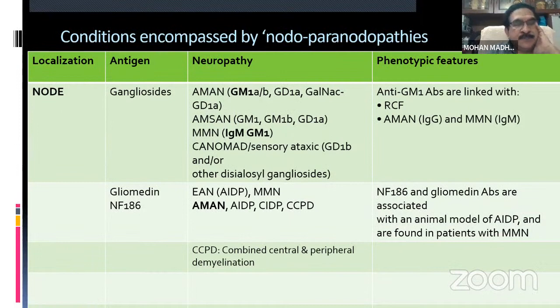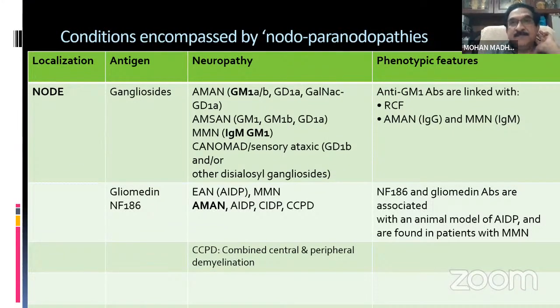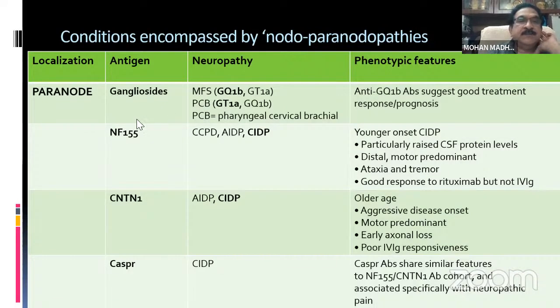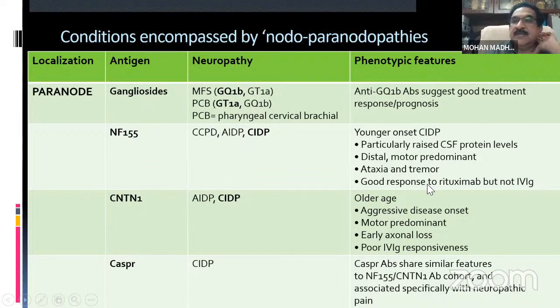Now, why it is important to know about this is that recently so many other antibody-mediated diseases are described. Some of the clinical picture is different and the treatment is also different. For example, in that variety due to neurofascin 155, there is a good response to rituximab, but not to IVIG. IVIG is not the treatment of choice.